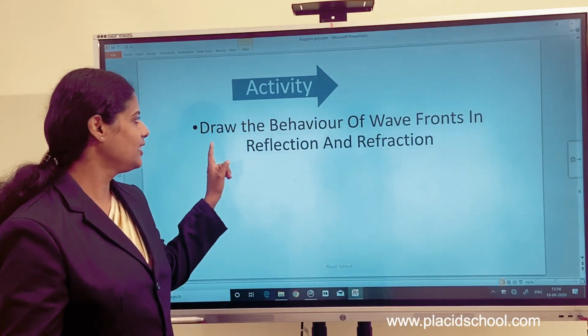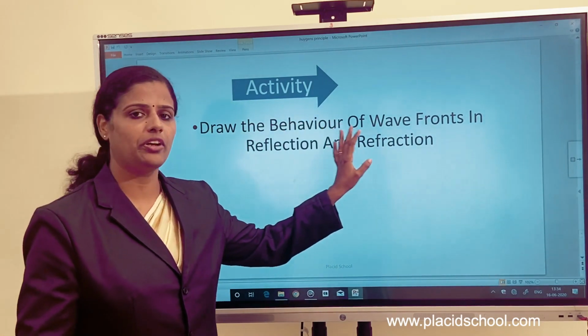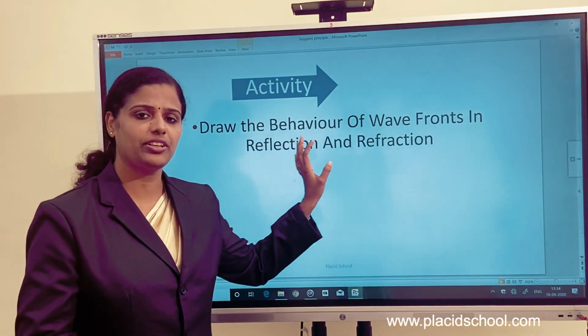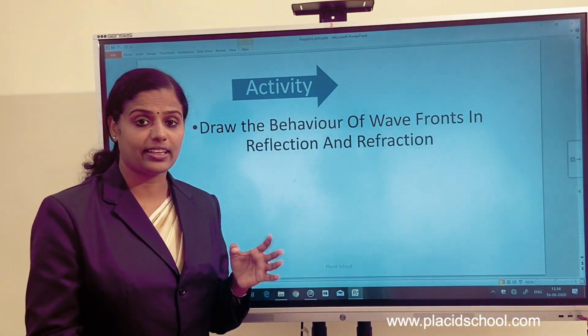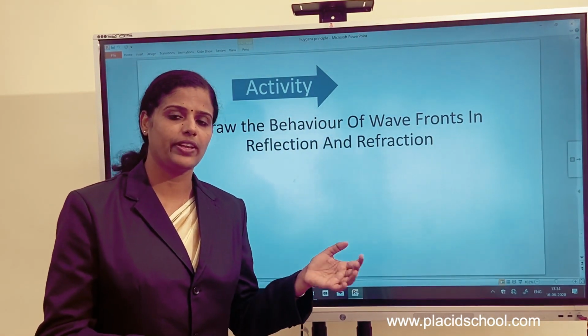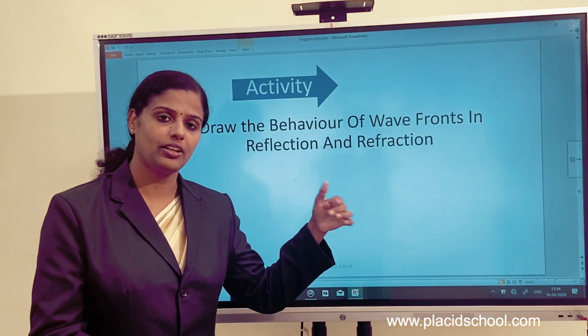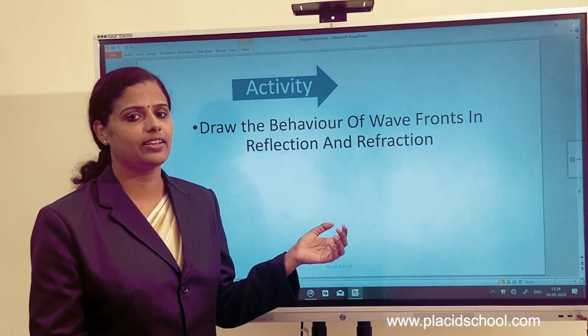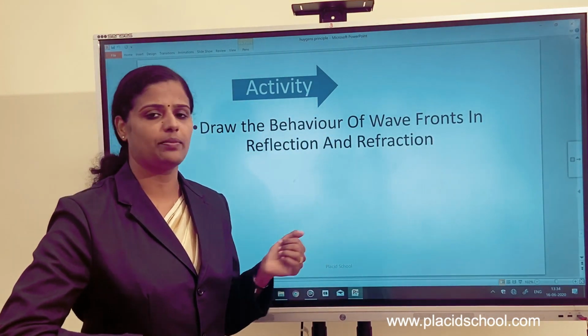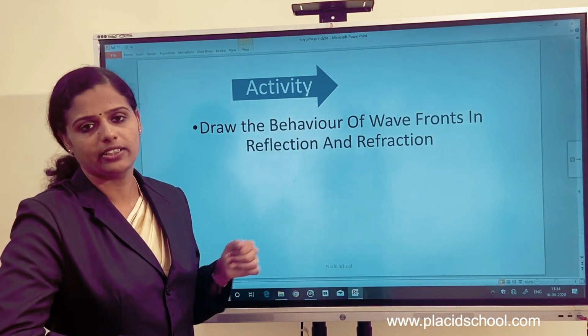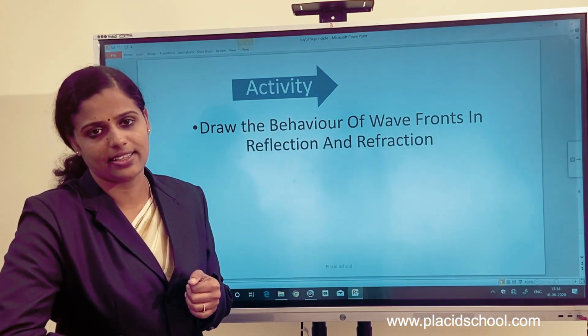Please do the activity by drawing the behavior of wavefronts in reflection and refraction, in the case of concave mirror, convex mirror, then refraction through concave lens, convex lens, and also for the prism. Remember, do all the activities before coming to the next session.